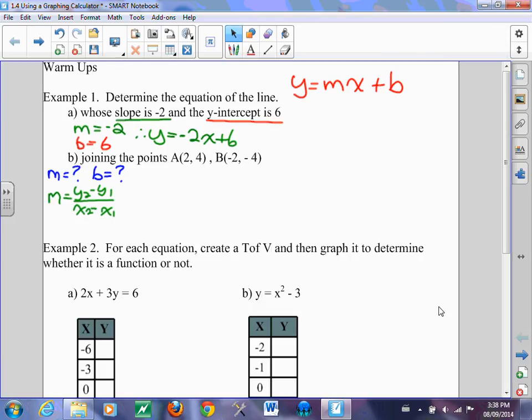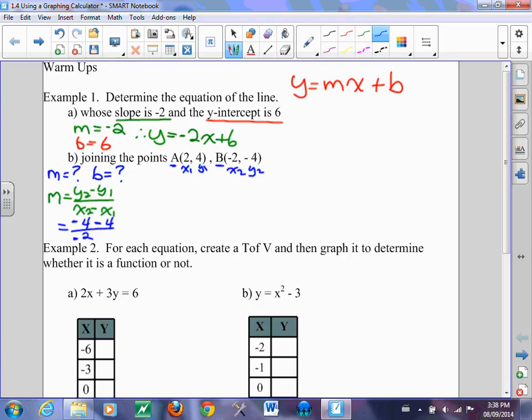If you remember, A is our first ordered pair, so we're going to label it x1, y1, and B is our second pair, so we're going to label that x2, y2. Just remember that ordered pairs always have x first, then y after. Subbing this in, y2 is -4, subtract y1, which is 4, all divided by x2, which is -2, subtract x1, which is -2.